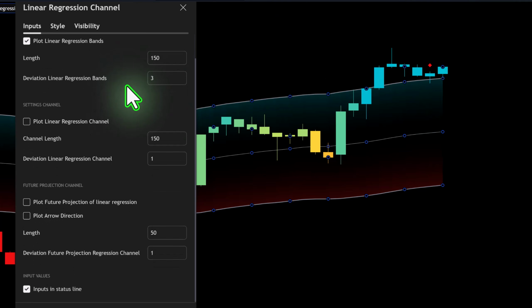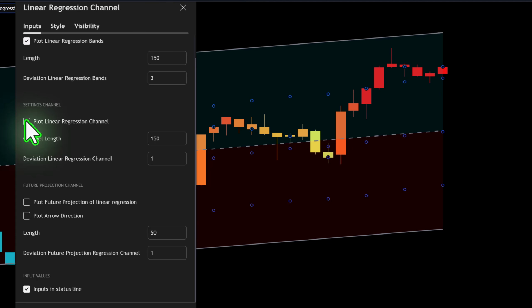Scroll down to the channel settings and you'll notice that Plot Linear Regression Channel is turned off by default. If you'd like to see that central trend channel drawn, simply check the box. Like the bands, this also has its own length setting, also 150 by default, and a deviation value, typically set to 1, that controls the channel's width and responsiveness.